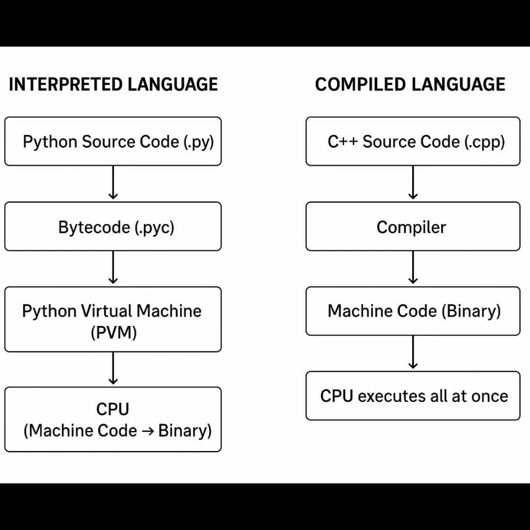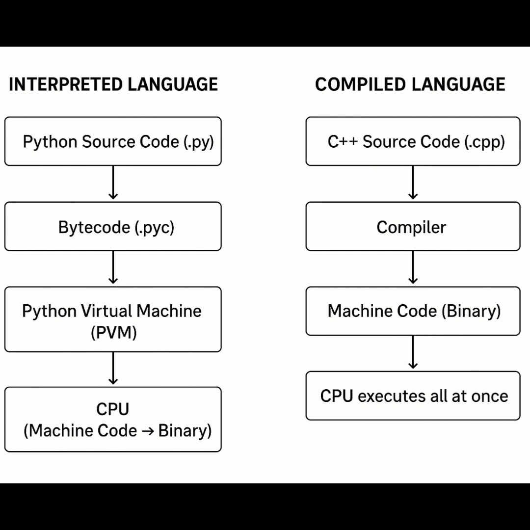When you run an interpreted programming language like Python, first the source code will be transformed into bytecode with the help of the Python compiler. Then the Python virtual machine will send each line of bytecode one by one to the CPU, which will translate each line of bytecode to binary code and execute the code line by line. So in short, an interpreted programming language means the code will run line by line.